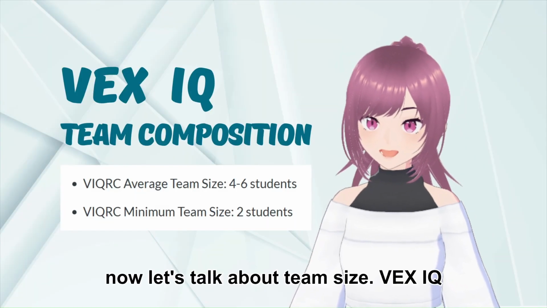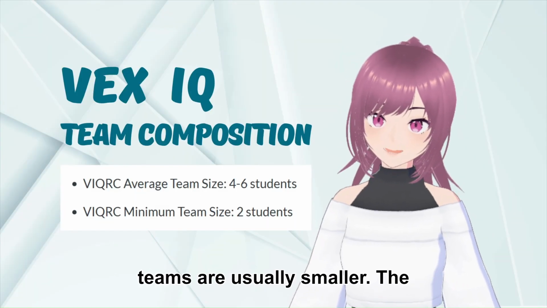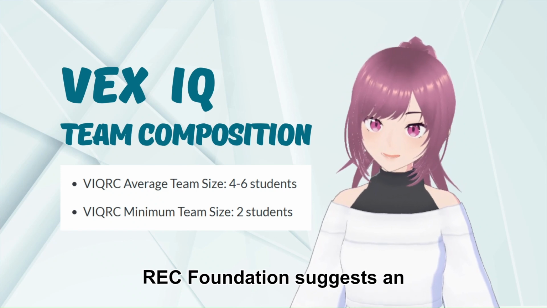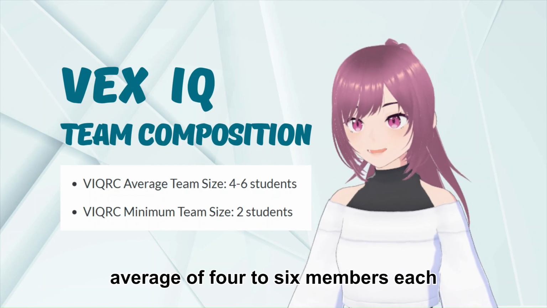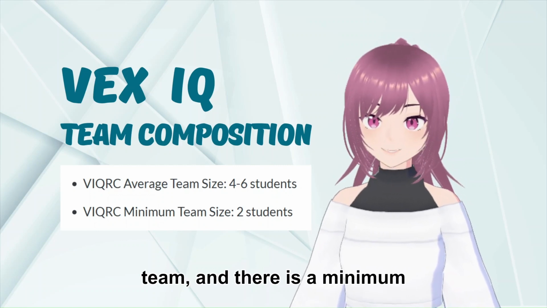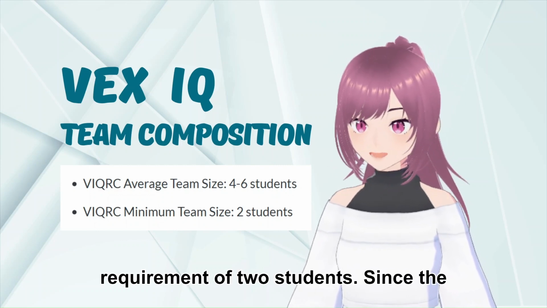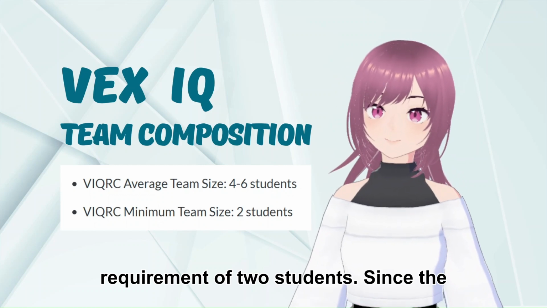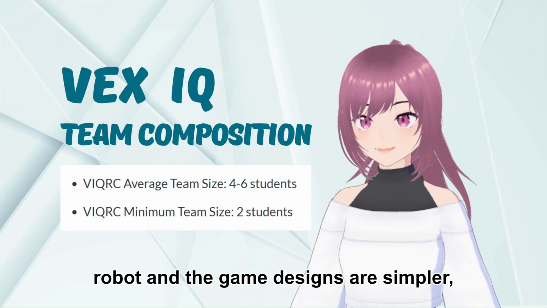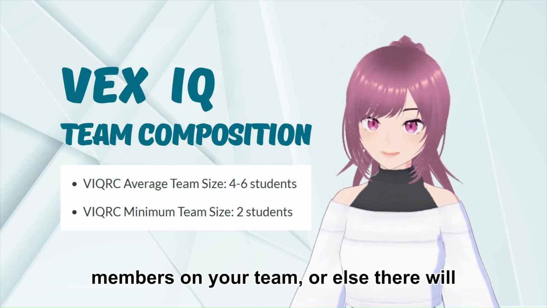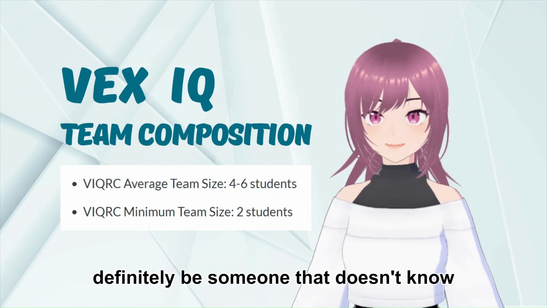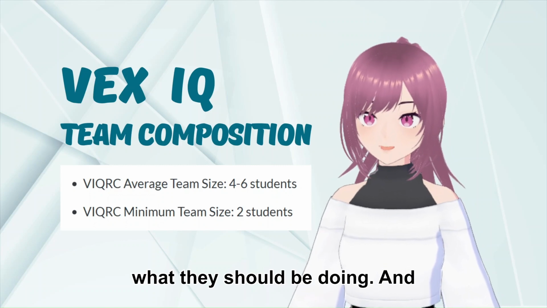Now let's talk about team size. VEX IQ teams are usually smaller. The REC Foundation suggests an average of 4 to 6 members on each team, and there is a minimum requirement of 2 students. Since the robot and the game designs are simpler, you won't necessarily need too many team members, or else there will definitely be someone who doesn't know what they should be doing.